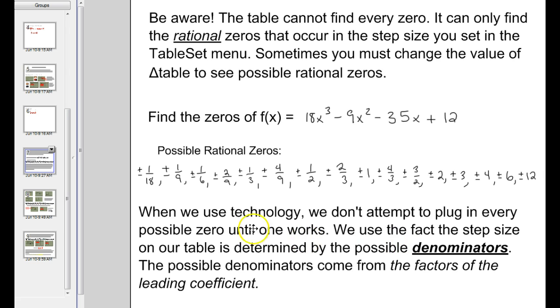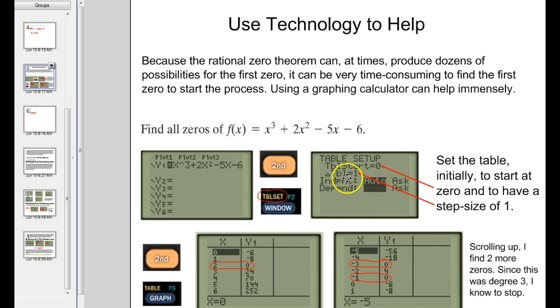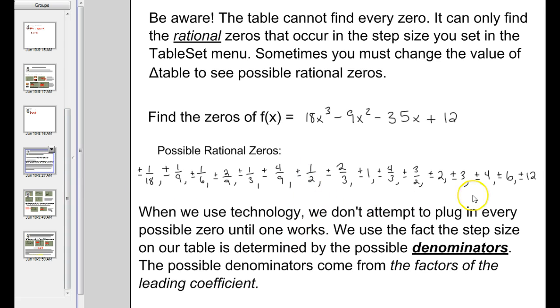So when we use technology, basically the calculator, instead of plugging every single possible fraction into the table, which would take forever, we look for whole number zeros first, because that's what the table is by default. The delta table is 1 by default. So we look for those first, scrolling up and down to see if any of these zeros work.